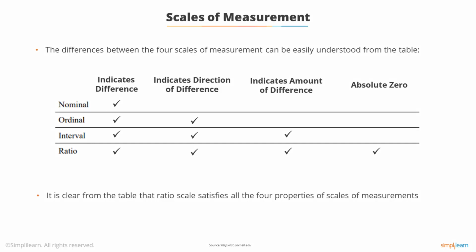So the difference between the four scales: we can say that nominal, ordinal, interval, and ratio all have differences between the values within them. Ordinal, interval, and ratio indicate a direction of difference, right? There's some sort of rank ordering to those. Interval and ratio indicate an amount of difference. It's quantifiable. And only ratio has an absolute 0 point. So it's clear from the table that the ratio scale satisfies all four properties of scales of measurement.